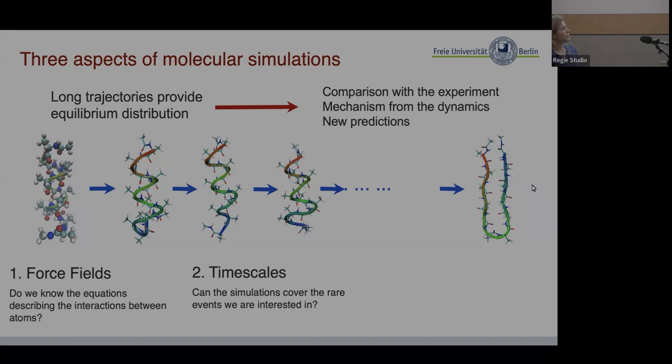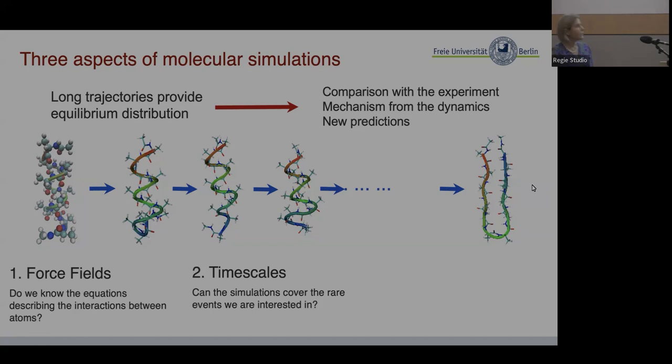So even if we have the energy function, given we don't know if we have it, but assuming we do, can we simulate long enough? And even if we simulate long enough, what do we do with all the data? We get a lot of data, a lot of coordinates as a function of time, with millions of coordinates for millions of time steps. How do we understand what's going on there?